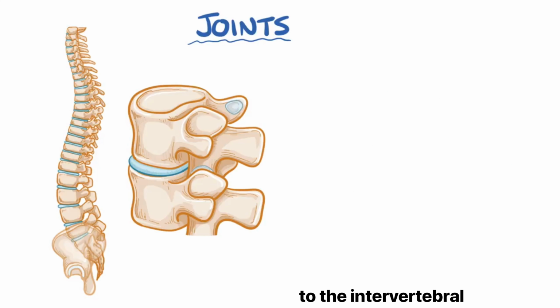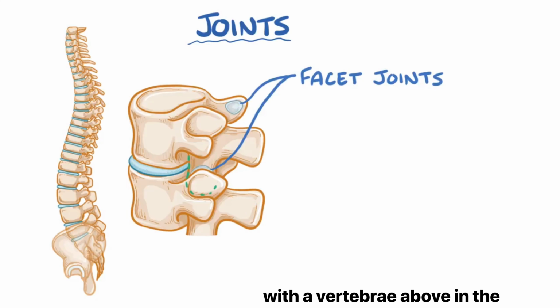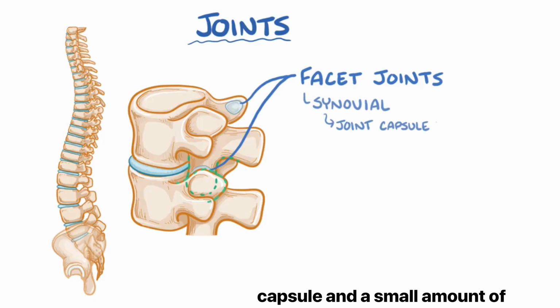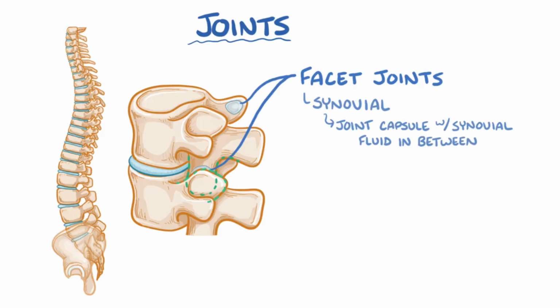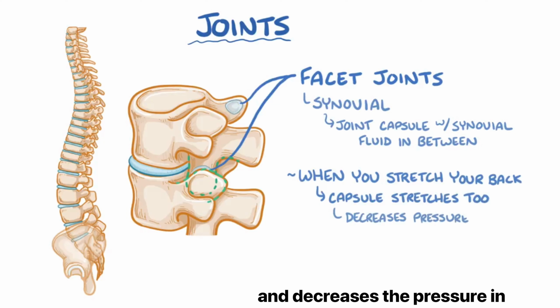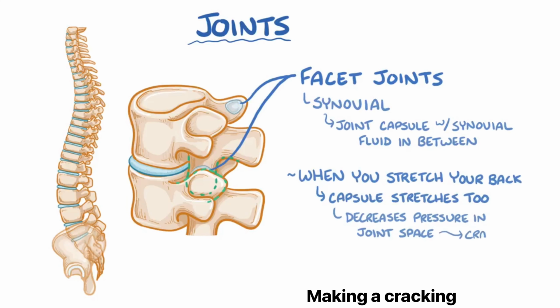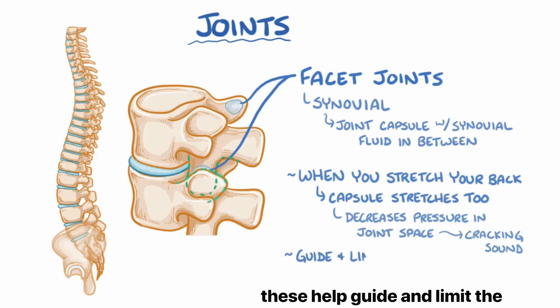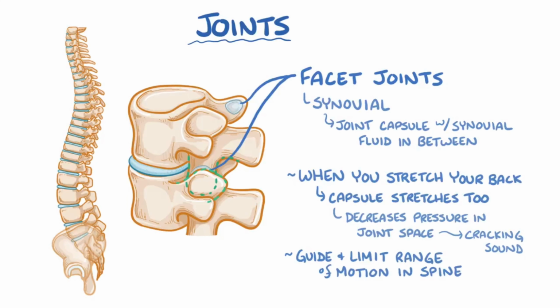In addition to the intervertebral discs, each vertebra has joints called facet joints, with the vertebra above and the vertebra below, one on each side. These joints are synovial, meaning they have a joint capsule and a small amount of synovial fluid in between. When you stretch your back, the capsule in these joints stretches too, and decreases the pressure in the joint space, which makes any gas suddenly come out of solution, making a cracking sound. These help guide and limit the range of motion in your spine.